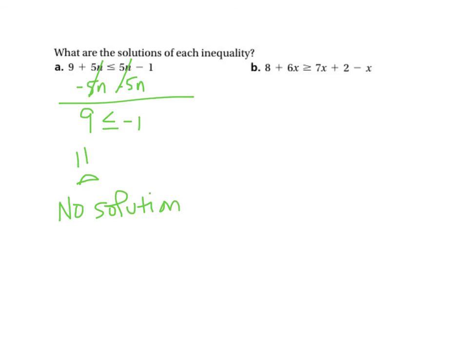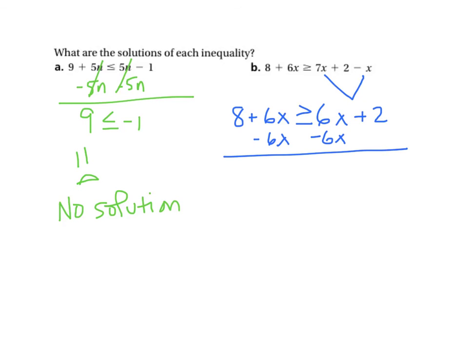Last one. 8 plus 6x is greater than or equal to 7x plus 2 minus x. So this time, I do have simplifying to do on this side. 7x minus x is 6x. So now I have 6x plus 2 on the right and 8 plus 6x on the left. Find your smaller value of the variable. Yeah, I know. They're both the same. Subtract your 6x from each side. Don't worry so much about why you're doing it. Think about what you get after you do that. You get a true inequality. That's always true.